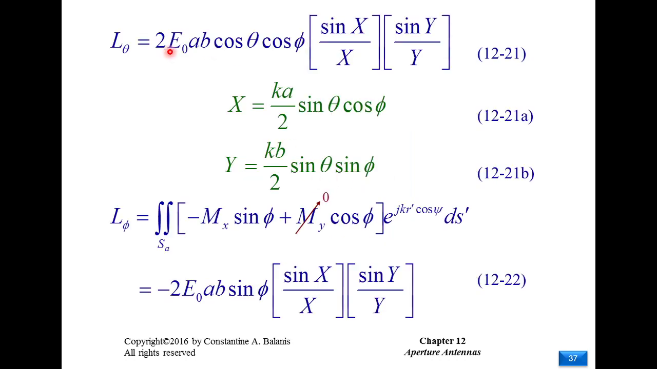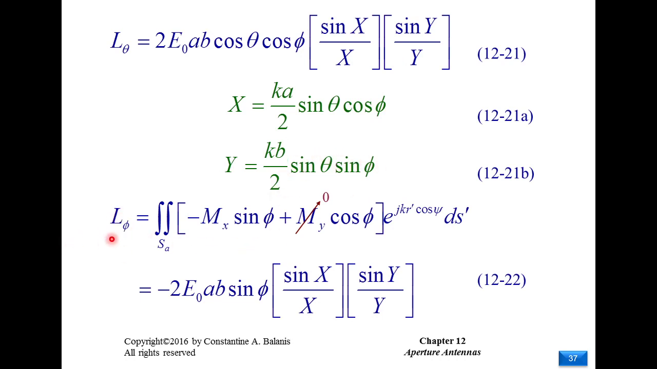You should do that. So the form of L theta will have some constants multiplied by cosine theta cosine phi, multiplied by a sinc function related to x and a sinc function related to y. The x component equals k a over 2 sine theta cosine phi. The y, the capital Y, is k b over 2 sine theta sine phi.